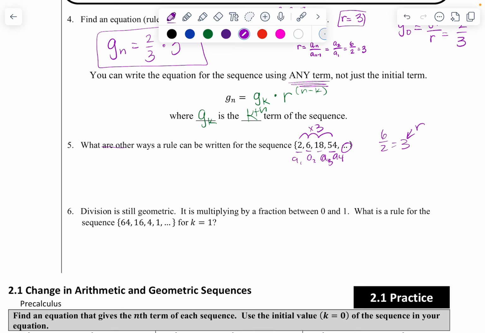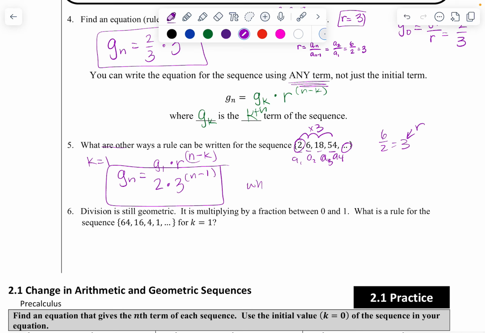Well, let's say I wanted to start with the first, where k equals 1. This tells me that I can take the geometric sequence of any number, and we're going to go the first term, which in this case is 2. So g of 1 times r to the n minus k power. So g1 is 2 times the common ratio, 3, to the n minus 1 power. So this would give me the rule for any term if I have that first term.